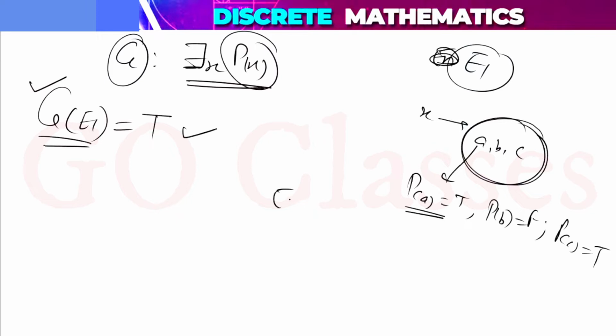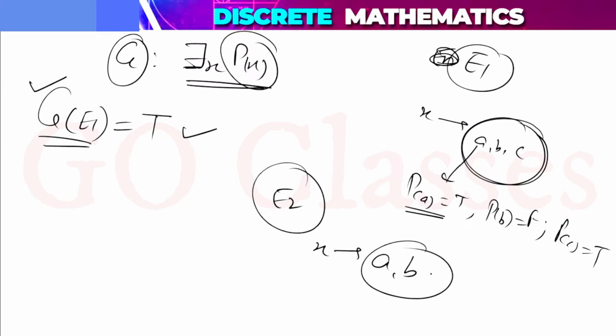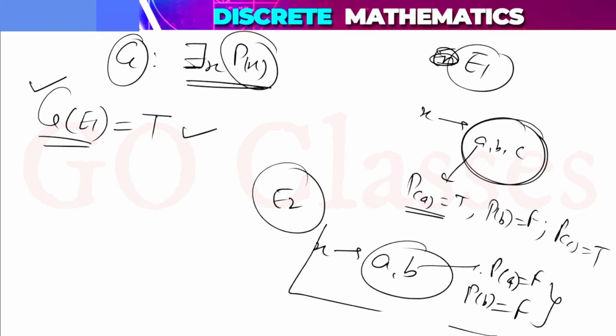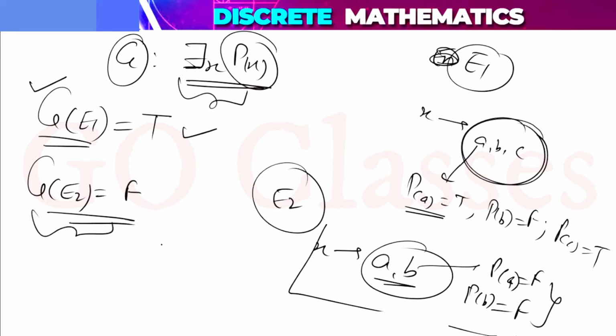Now I can give you another environment, like the domain of x is A comma B, and PA is false and PB is false. This is the complete environment. Now what is the truth value of G in this environment? That will be false, because G is saying that for at least one value in the domain, Px must be true. But for none of the values in the domain is P becoming true. So I can say that in this environment G is false.